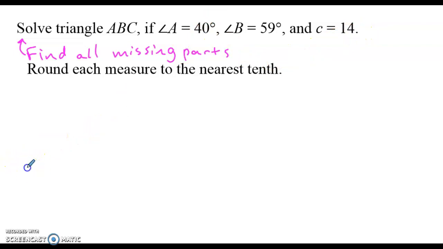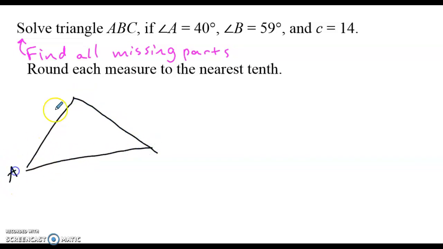So what I'm going to do is draw what I know about this triangle. Just drawing a triangle there, label it triangle ABC, and label the parts you know. Angle A is 40 degrees. Angle B is 59 degrees. Side length c, because it's a lowercase c, is 14 units.